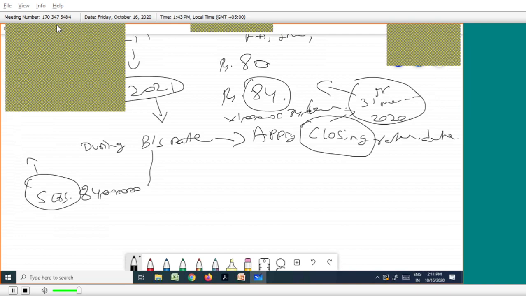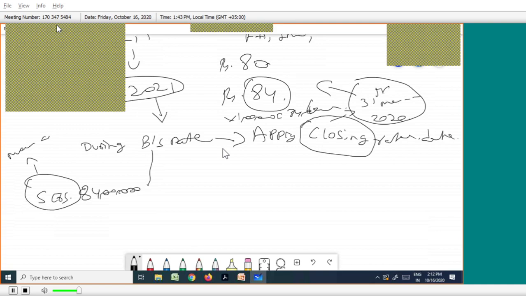Then what about non-monetary items? That I will explain. Monetary item is important. For a monetary item, we have to apply the closing rate. Closing rate means balance sheet date. 31st March 2020 is the closing rate because that day only I am closing my books of accounts and preparing my balance sheet. On that date, whatever the rate, we have to apply.